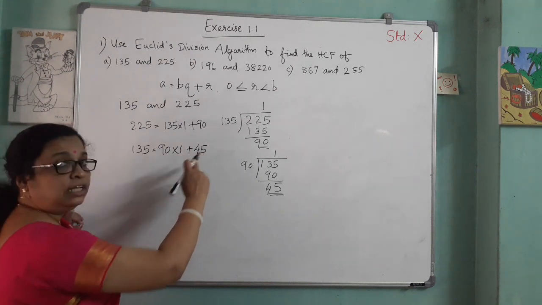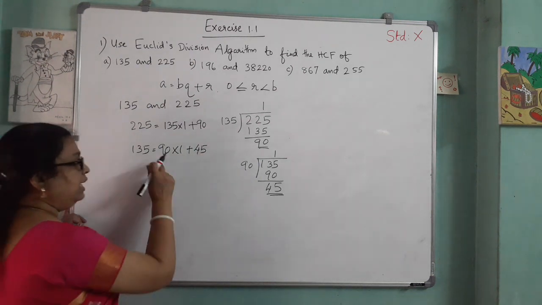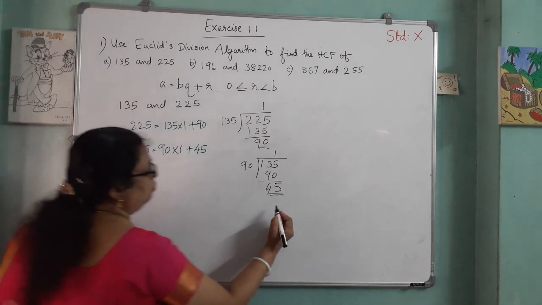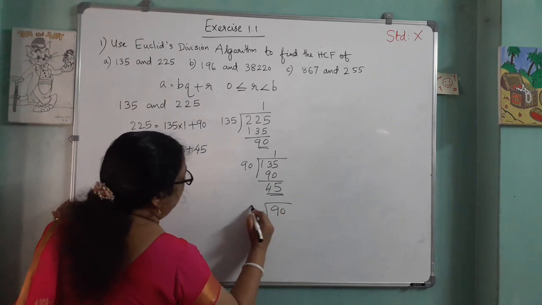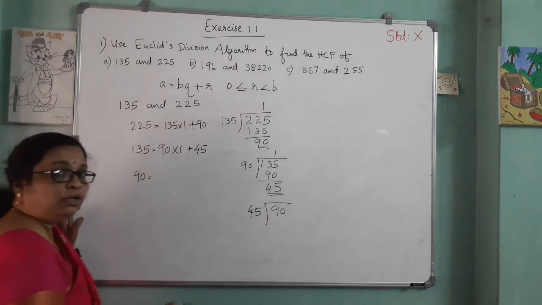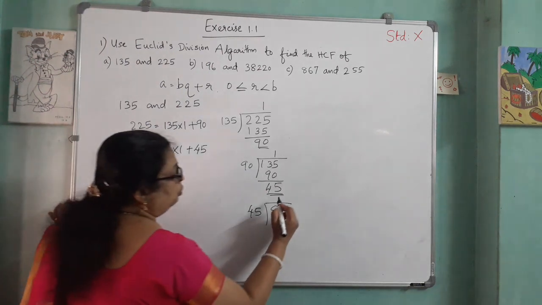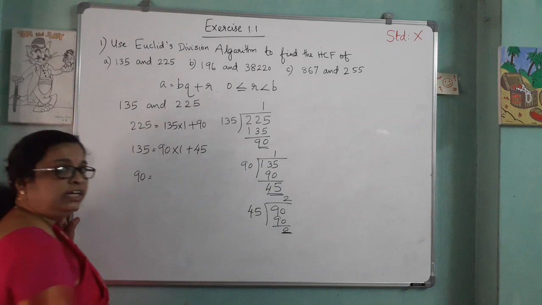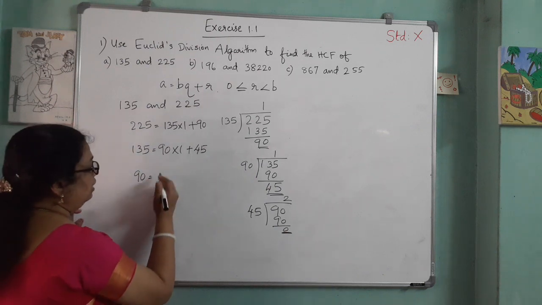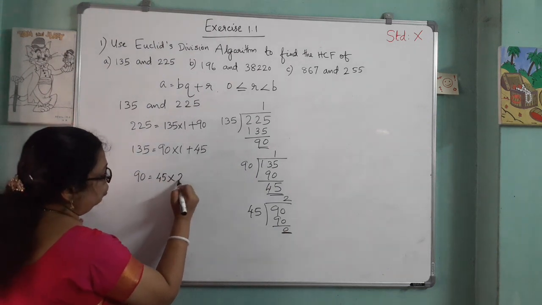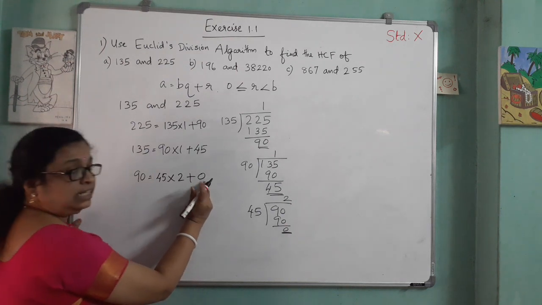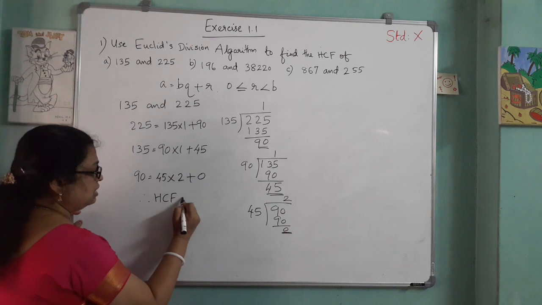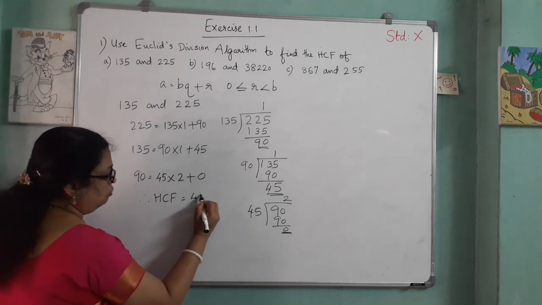Now also the remainder is not 0. So again our dividend is 90. So 90 is equal to, again we divide 90 by 45. 45 into 1 is 45, 45 into 2 is 90. So 2 times it goes into 90, and now we get the remainder 0. So here we write 45 into 2 plus 0. Now we get the remainder 0. Therefore the HCF is this divisor, that is 45.